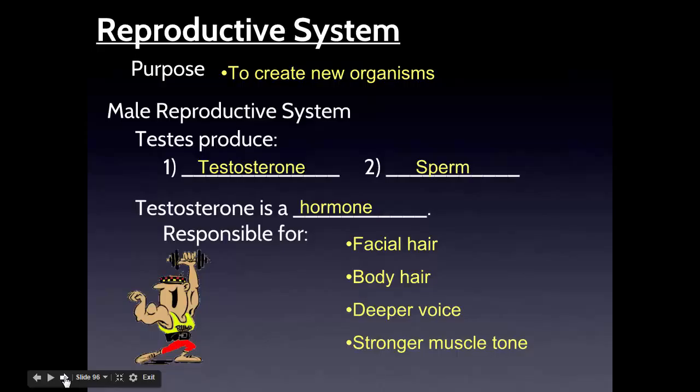A person taking testosterone at high levels can have problems with their liver, problems with their heart. Men taking artificially high levels of testosterone can start to develop breasts. Their testes can start to shrink and no longer function properly. So these hormones have a lot of effects on the body, and so they're not something that should be used lightly.